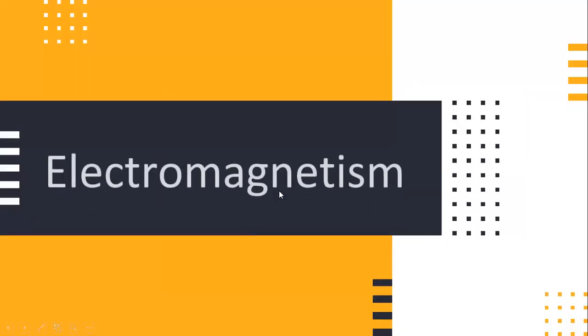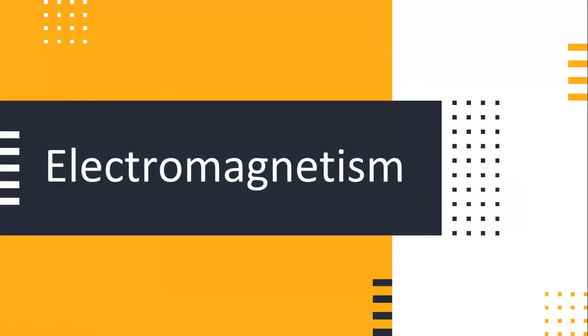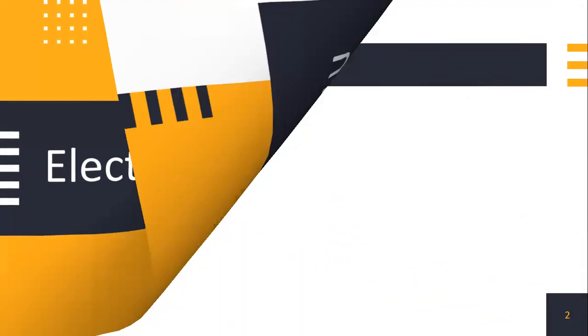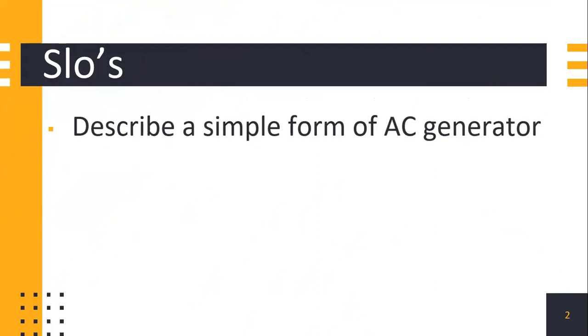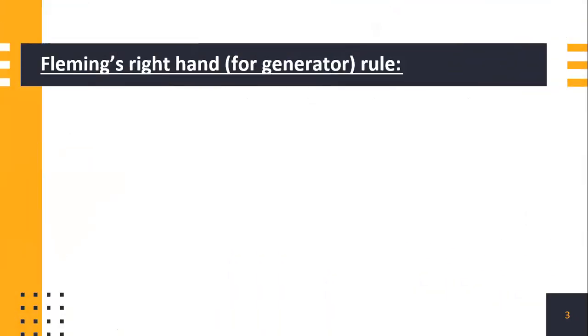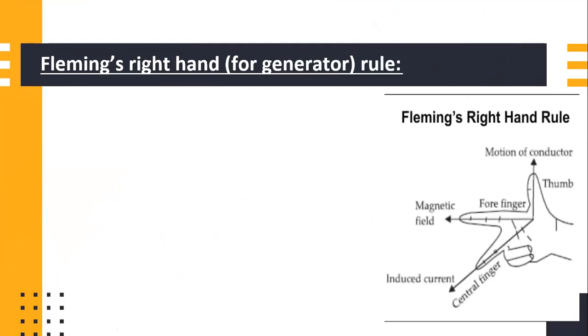Assalamu alaikum students. Today our topic is electromagnetism, and the SLO of this topic is to describe a simple form of AC generator. We have already done Fleming's left hand rule for the DC motor. Now we are going to learn Fleming's right hand rule for the generator.